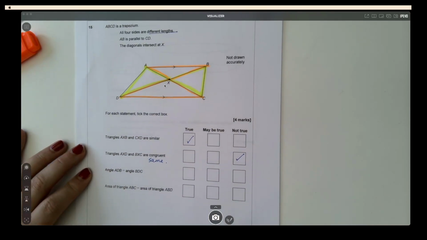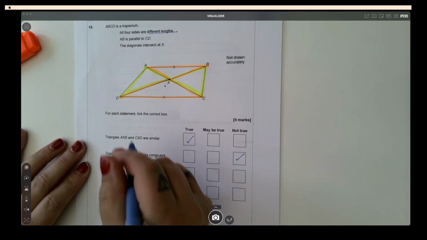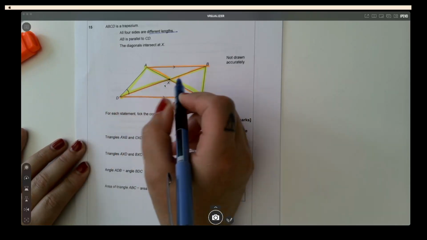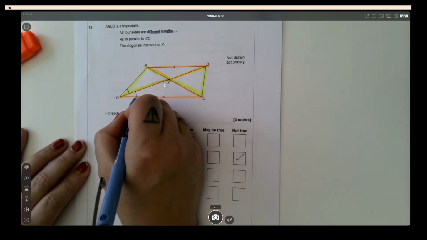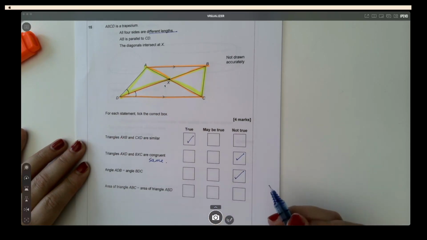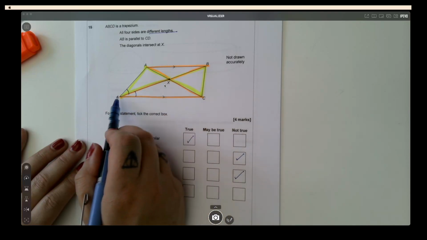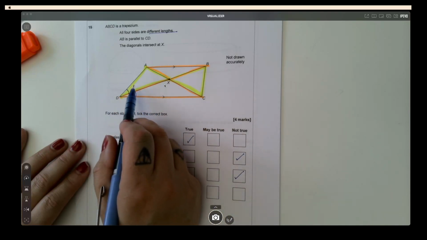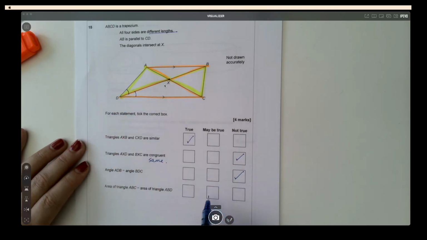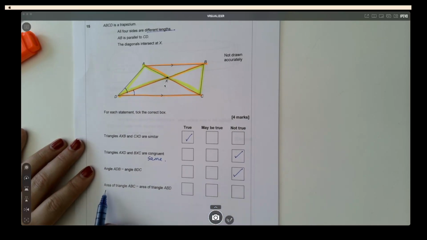Angle ADB equals angle BDC, these 2 angles. This is not true. There is no rule that would make these angles be equal. And then the last question, area of triangle ABC is the area of triangle ABD.